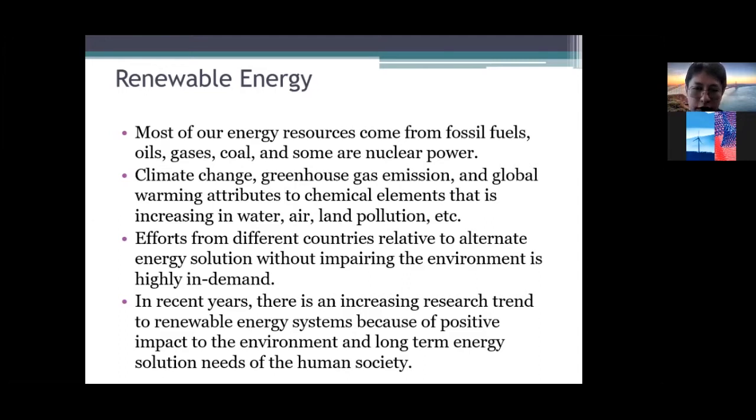And that is why efforts from different countries are doing some relative solutions, sustainable and renewable solutions without impairing our environment. And that is why in recent years, there has been a positive increase of research related with renewable energy, not only for solar, but also with other kinds of renewable energy, such as wind energy, biomass energy, hydro power energy, and so on and so forth. And this particular research should address long-term energy solution. And of course, it must not impair our environment.